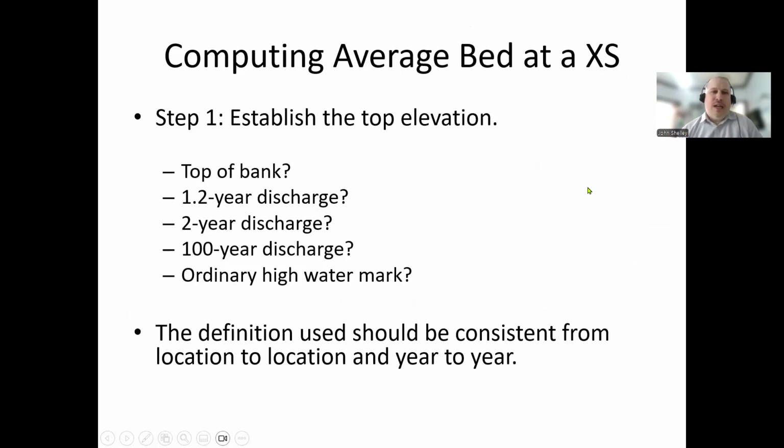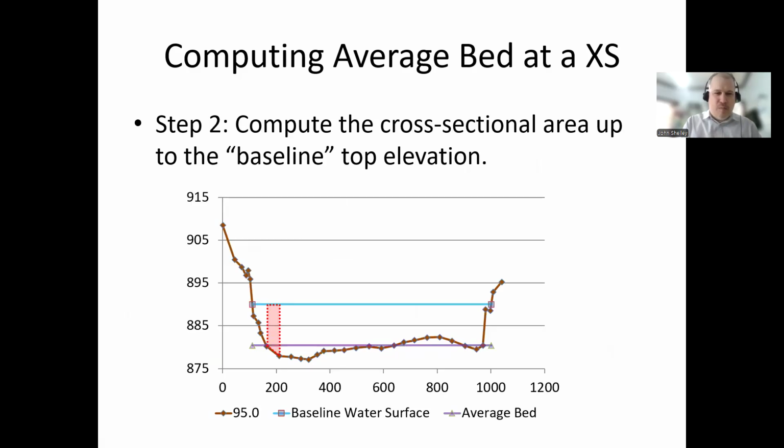So your first step is to establish what your top elevation should be. The top of bank, or maybe it's a 1.2-year discharge, a 2-year discharge, the 100-year discharge, the ordinary high water mark, which is somewhat synonymous with your channel forming discharge, maybe a little lower. And the definition should be consistent from location to location if you're looking at multiple locations, and or if you're going to average over reaches. And then also it needs to be consistent from year to year, and that's especially important.